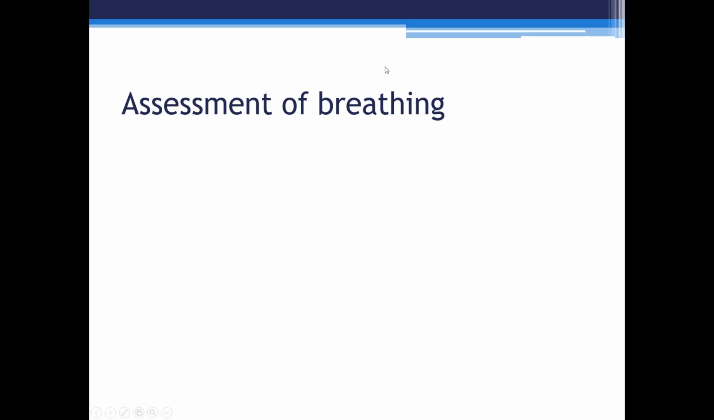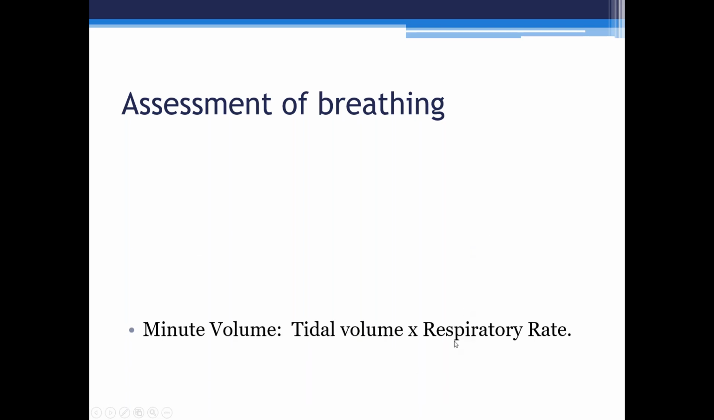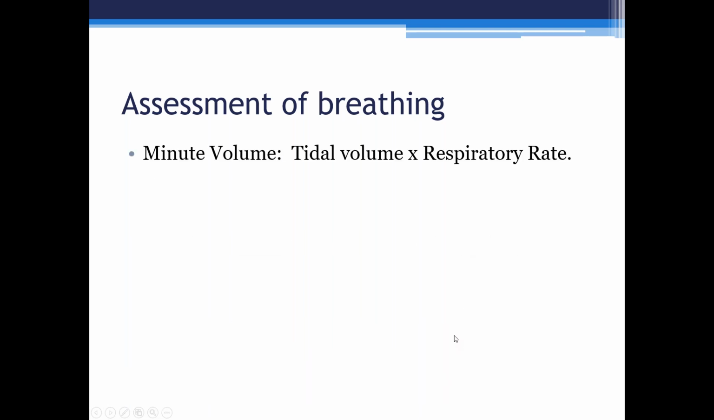So from here, we're going to start talking about our assessment of our breathing and our ventilation. The assessment of breathing, kind of like our cardiac output, has a fun formula that we can utilize. However, for us in the pre-hospital field, you can't really measure proper minute volume because you're not going to get the exact tidal volume that a patient's actually inspiring. But this is how it shows up in textbooks and tests.